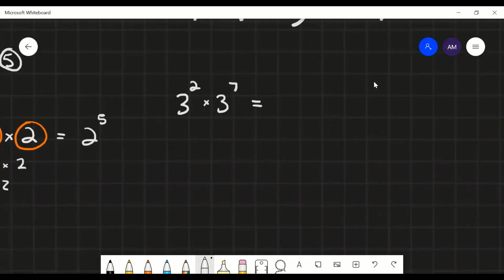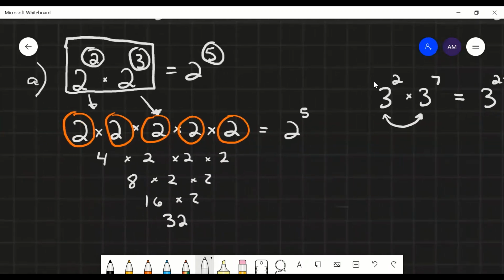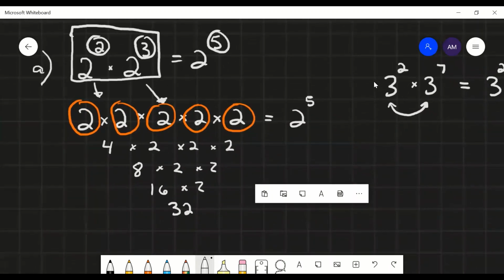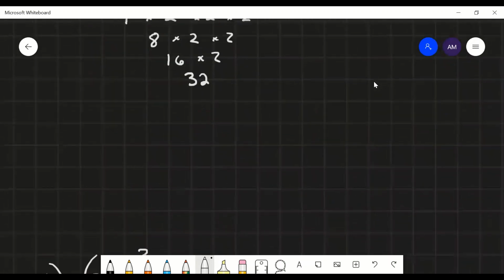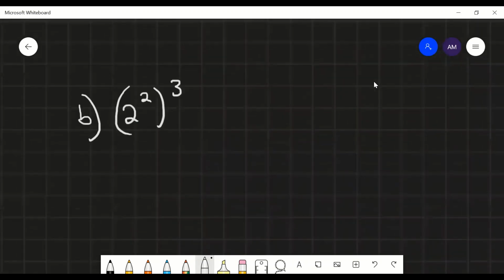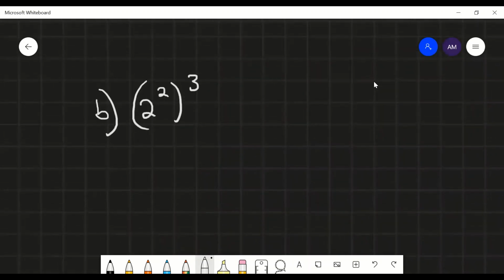Now, it turns out this only works if we have the same base on both and it's being multiplied. So this would be 3 to the power of 2 plus 7, which is the same as 3 to the power of 9. That would be a situation where you would add exponents. But what about this one? This one's a bit different.